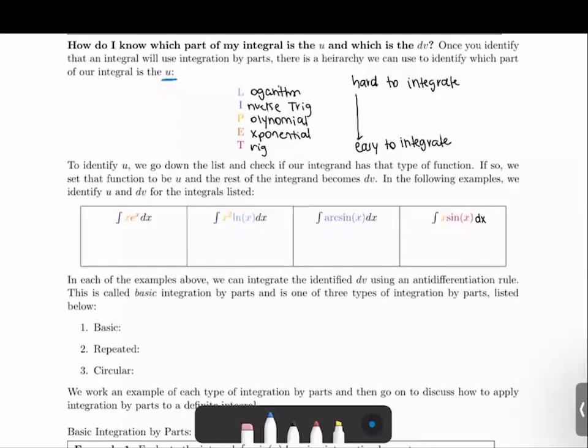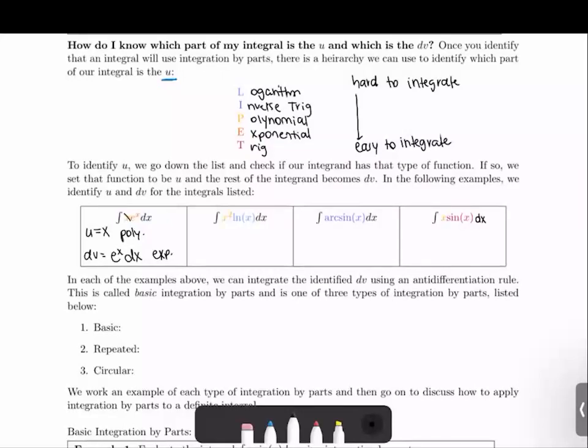So our first integral is the integral of x times e to the x. The x that's highlighted in yellow is a polynomial function, and the e to the x that's highlighted in orange is an exponential function. So we can see that polynomial comes before exponential in our acronym LIPET. That means that our u is going to be our x because it's a polynomial, and our dv is going to be everything else. So if I cross off that x, everything else is going to be e to the x dx.